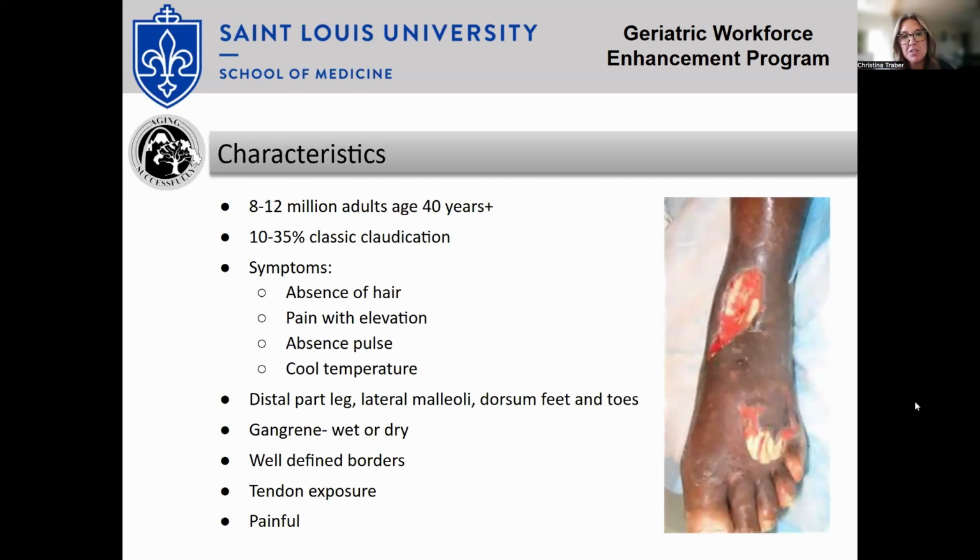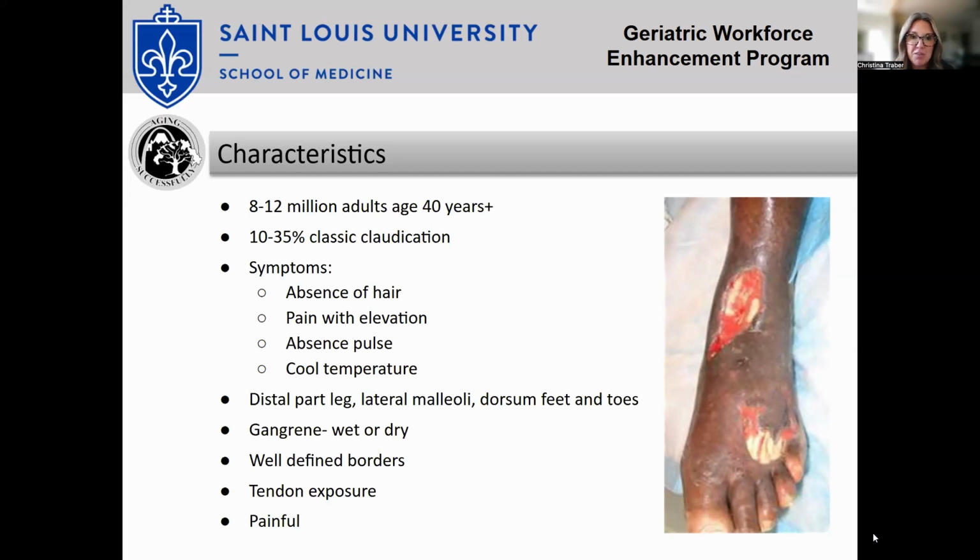Other symptoms of vascular disease include absence of hair, absence of pulse, cool temperature, pain with elevation. Because they don't have good blood flow, when they elevate their legs, it's more painful than when they hang their legs down to gravity, because that helps the blood flow get to their feet.